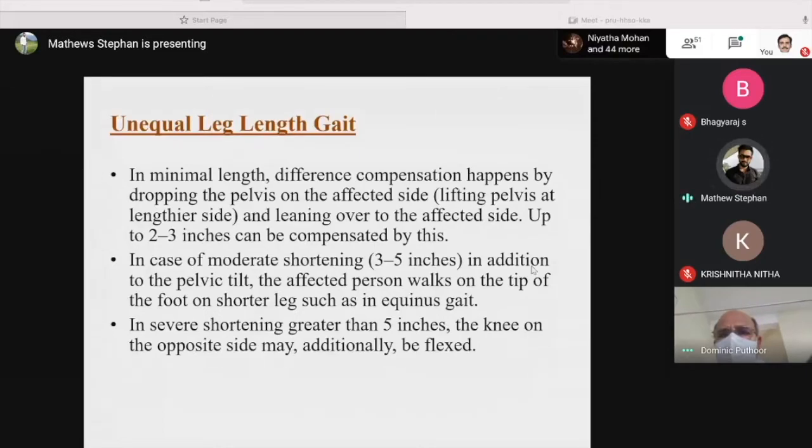In case of moderate shortening, that is 3 to 5 inches, in addition to pelvic tilt, the affected person walks on the tip of the foot on the shorter leg, such as in equinus gait. In severe shortening, greater than 5 inches, the knee on the opposite side may additionally be flexed.